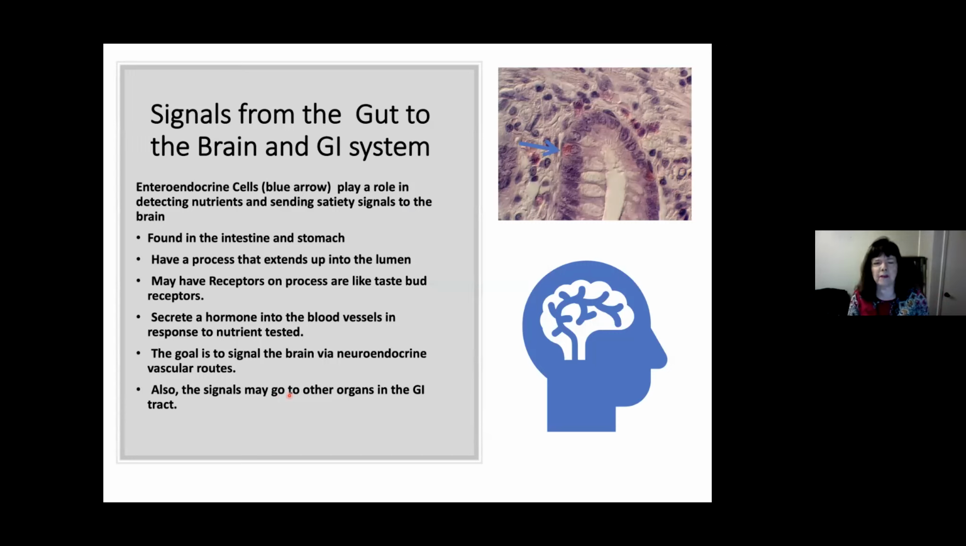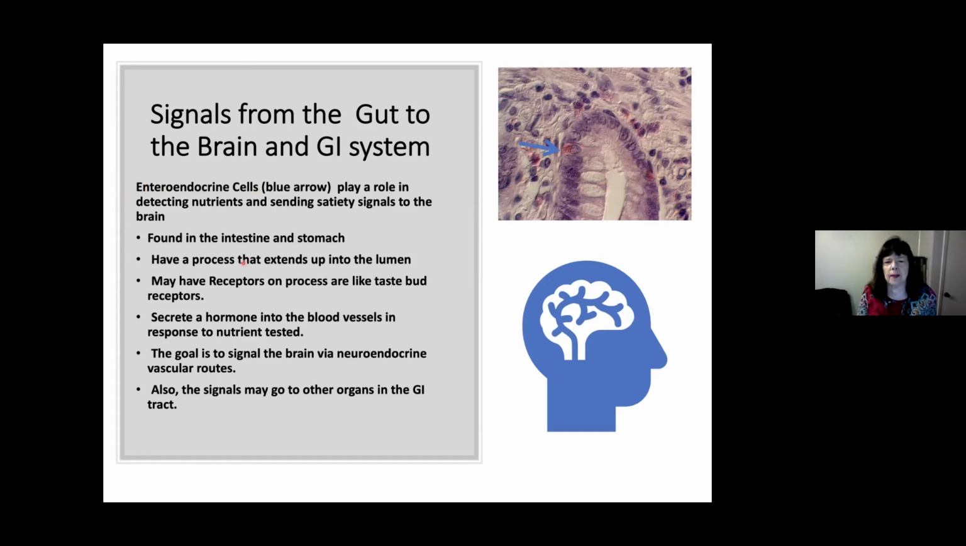And then the more clever part is that they produce specific hormones that signal the rest of the digestive tract in response to what is being eaten. And these are all produced by these cells called enteroendocrine cells. So they're endocrine cells that are in the GI tract, and they're secreting. You can see a picture of one here. And they secrete into blood vessels.